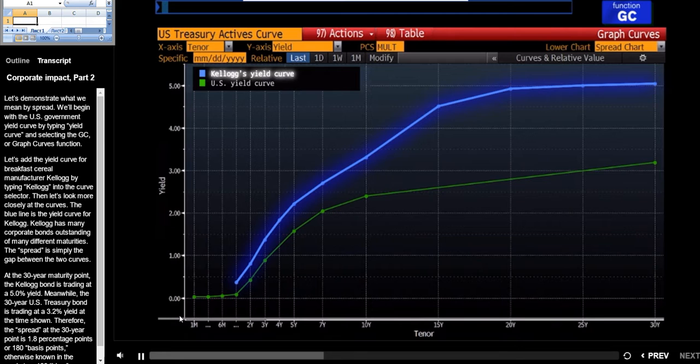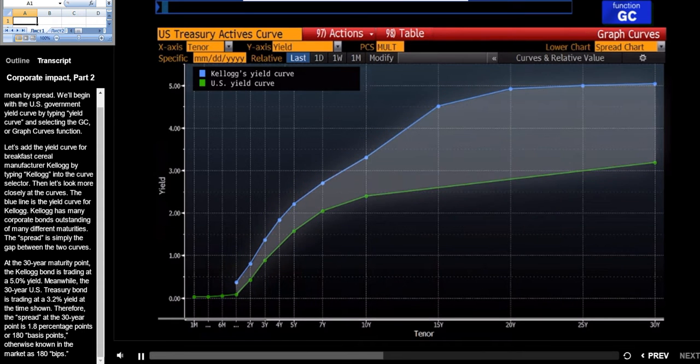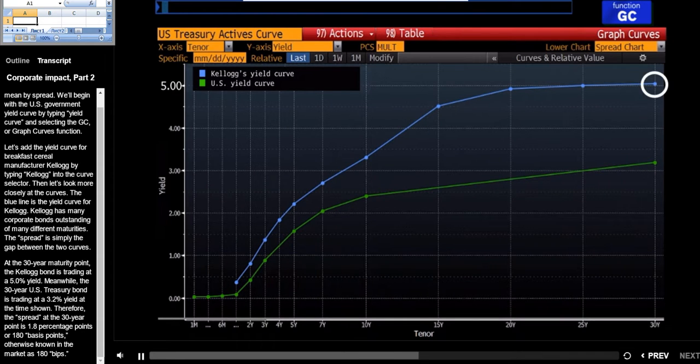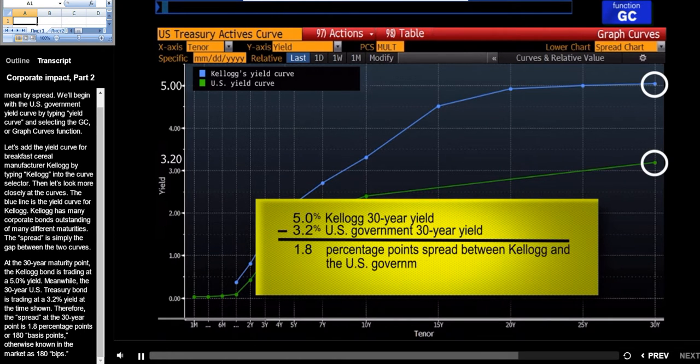The blue line is the yield curve for Kellogg. Kellogg has many corporate bonds outstanding of many different maturities. The spread is simply the gap between the two curves. At the 30-year maturity point, the Kellogg bond is trading at a 5.0% yield. Meanwhile, the 30-year U.S. Treasury bond is trading at a 3.2% yield at the time shown. Therefore, the spread at the 30-year point is 1.8 percentage points, or 180 basis points, otherwise known in the market as 180 bips.